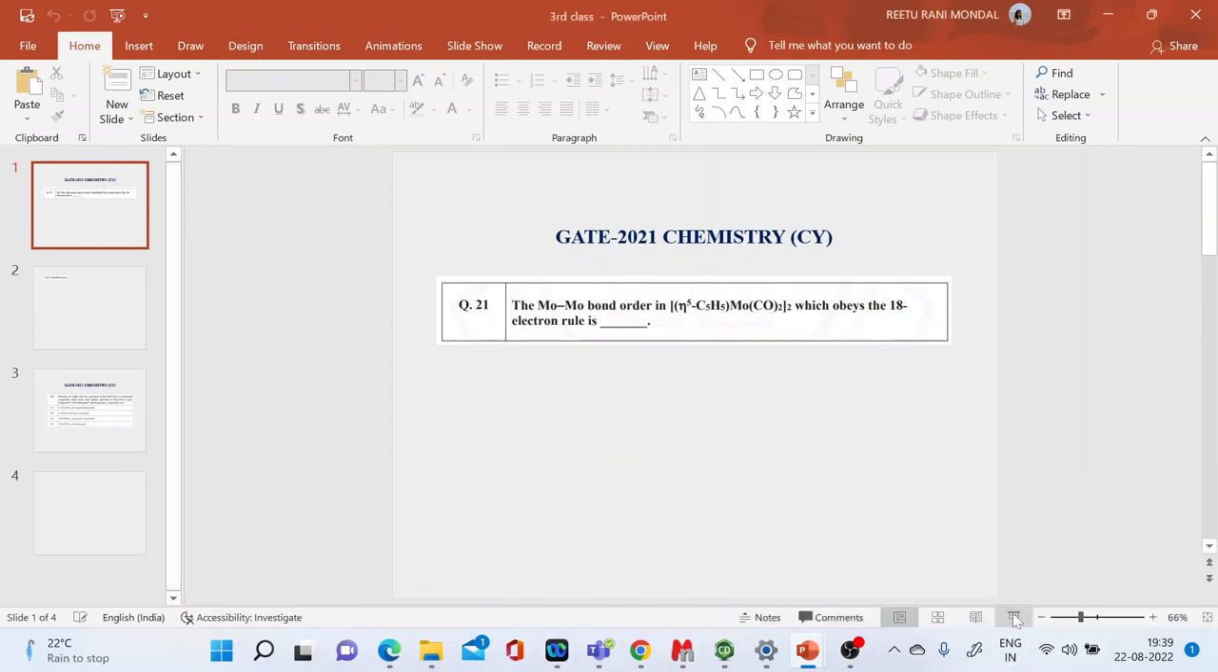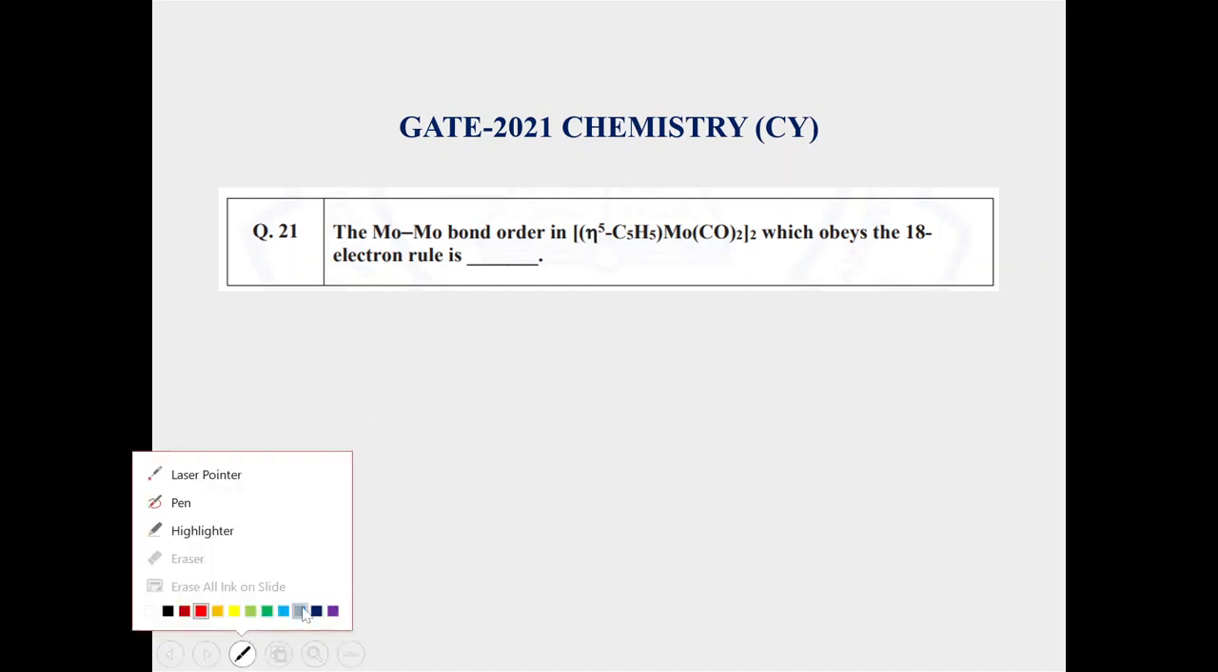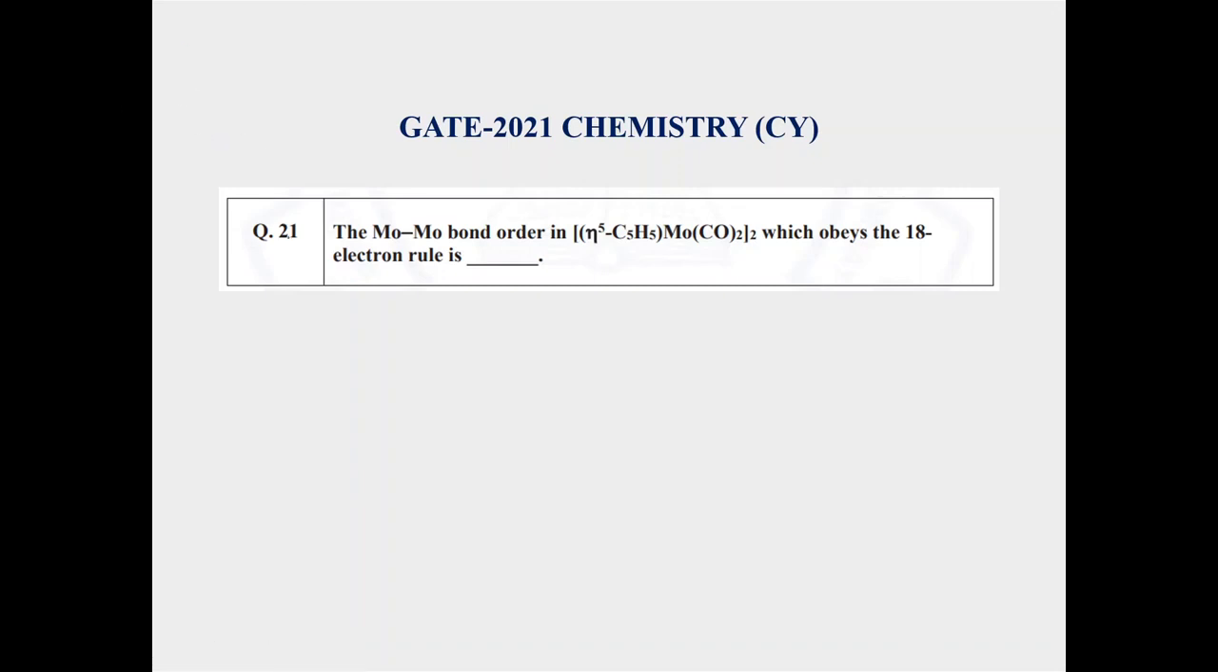So now moving on to the next question. This is question number 21. The question is: the Mo-Mo bond order in (η5-C5H5)Mo(CO)2 dimer, which obeys the 18 electron rule, is what? In this question, we are asked the bond order of this molybdenum, right?